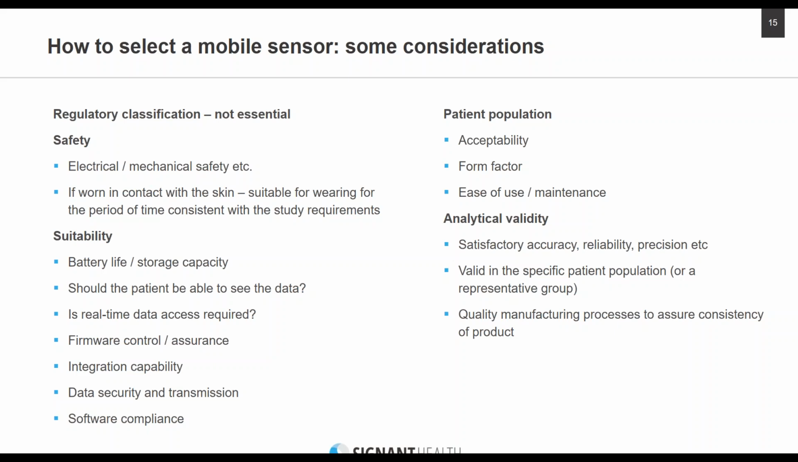And then as we think about the patient population, we clearly need to see is this device, this sensor, acceptable for use in that patient population, and maybe we'd look at doing some acceptability testing with patients for that. Some aspects we want to consider are things like the form factor. So, if I'm looking at young adults, if it's a wearable device for example, is it something they're going to be willing to wear?